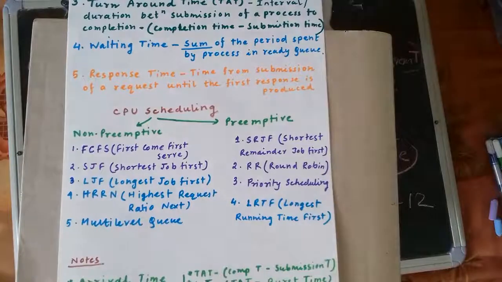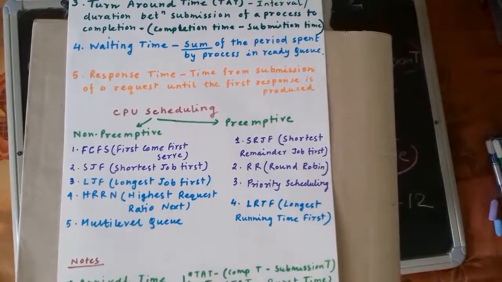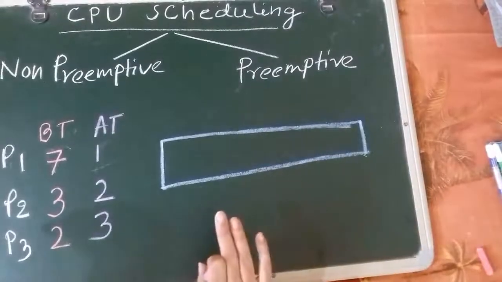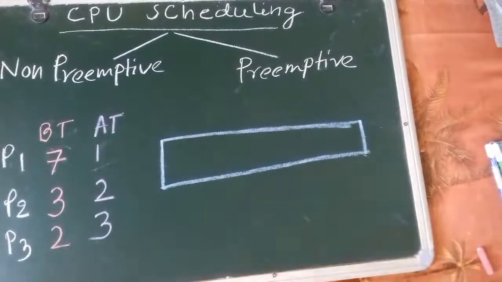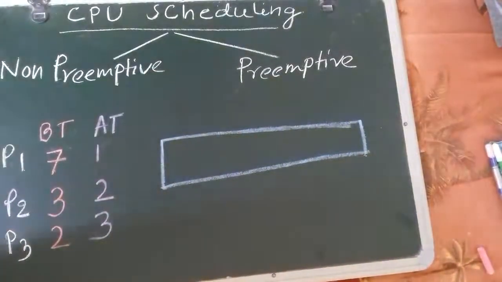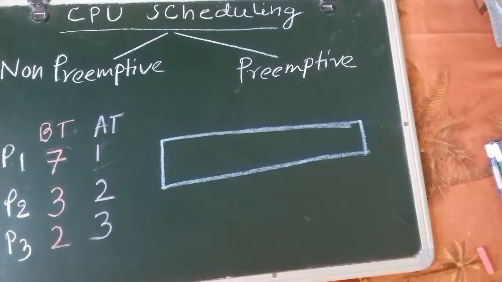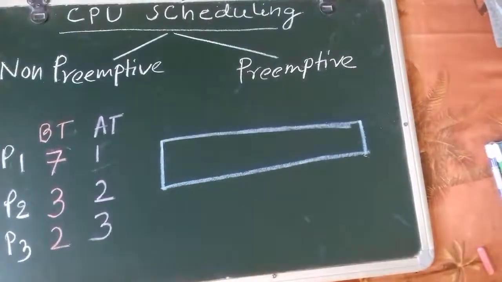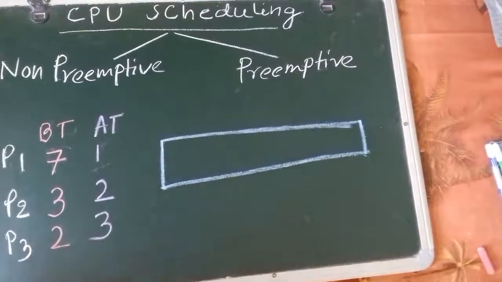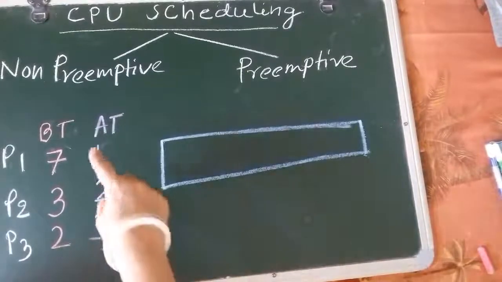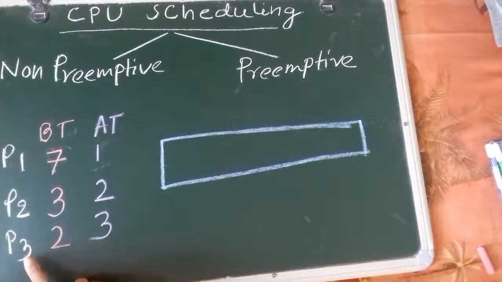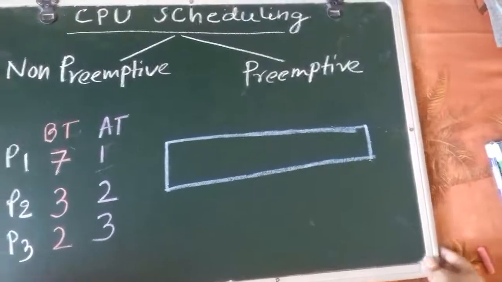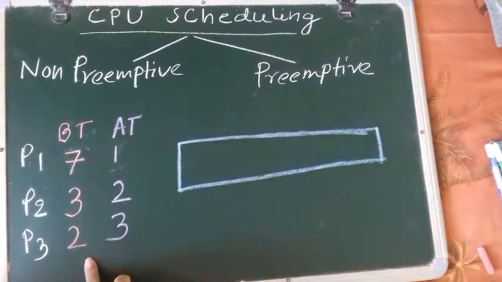First we will start with the meaning of non-preemptive and preemptive scheduling. For the understanding of CPU scheduling algorithms, we need to first understand what non-preemptive and preemptive scheduling are. To understand that, we consider a set of processes: P1, P2 and P3, with burst times of 7, 3 and 2. Arrival times for P1, P2, P3 are 1, 2 and 3.